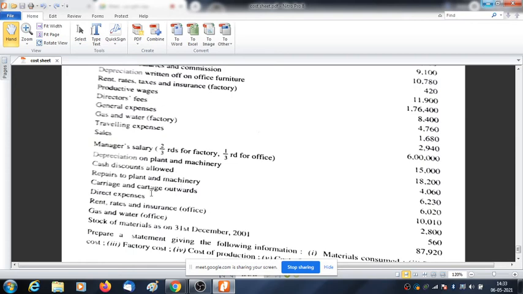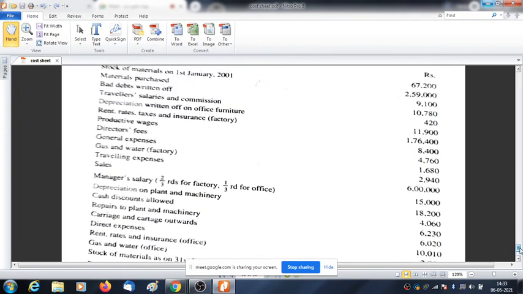Then repair, it will come under factory overhead. The same items will repeat again and again. Gas and water is mentioned clearly. Office stock of material, closing stock of raw material is given as 87,920. Just see the problem. After that, I will start with the solution. It's a simple problem, a basic problem on cost sheet. Okay, now let us start with the solution.